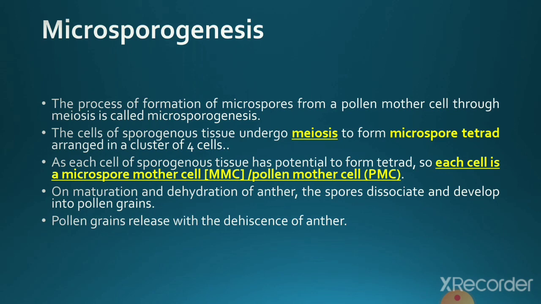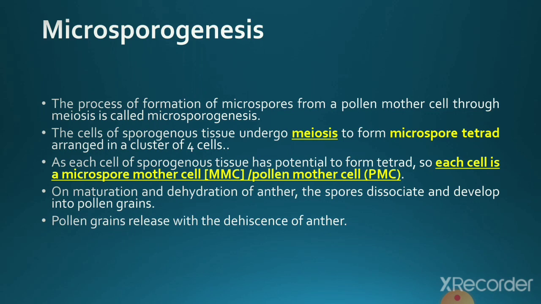Now, the process of microsporogenesis: the formation of microspores from a pollen mother cell, PMC, through meiosis is called microsporogenesis. The process by which pollen grains are formed from the pollen mother cell or microspore mother cell is called microsporogenesis. Microspore means male gamete or pollen grain, and genesis means to originate. So the process of formation of male gamete or pollen grains is called microsporogenesis. Now, how does it take place?